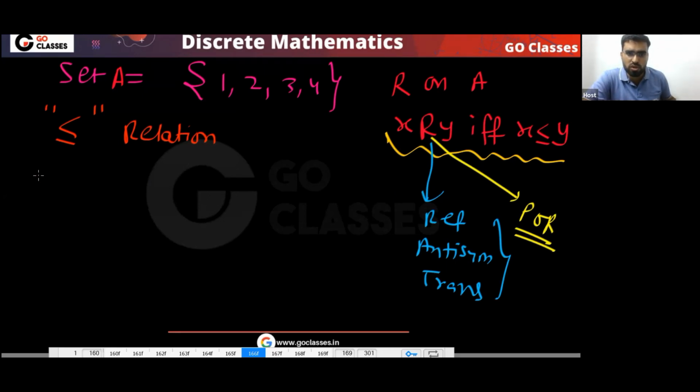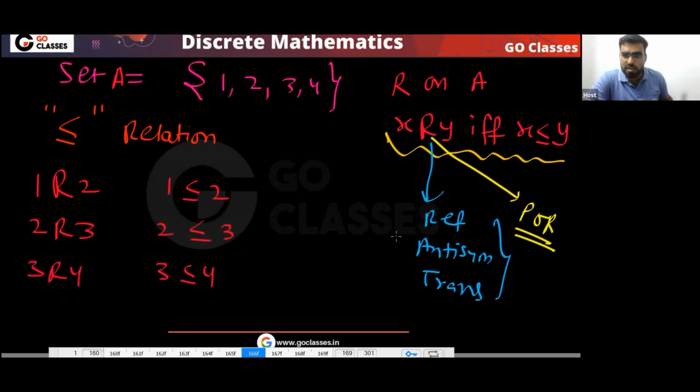You can notice 1 is related to 2, I can simply write 1 is less than equal to 2. Similarly, 2 is related to 3, so 2 is less than equal to 3. 3 is related to 4, so 3 is less than equal to 4. And remember, the transitive property is also there, so 1 is related to 3, 1 is less than equal to 3, 1 is related to 4, 1 is less than equal to 4.